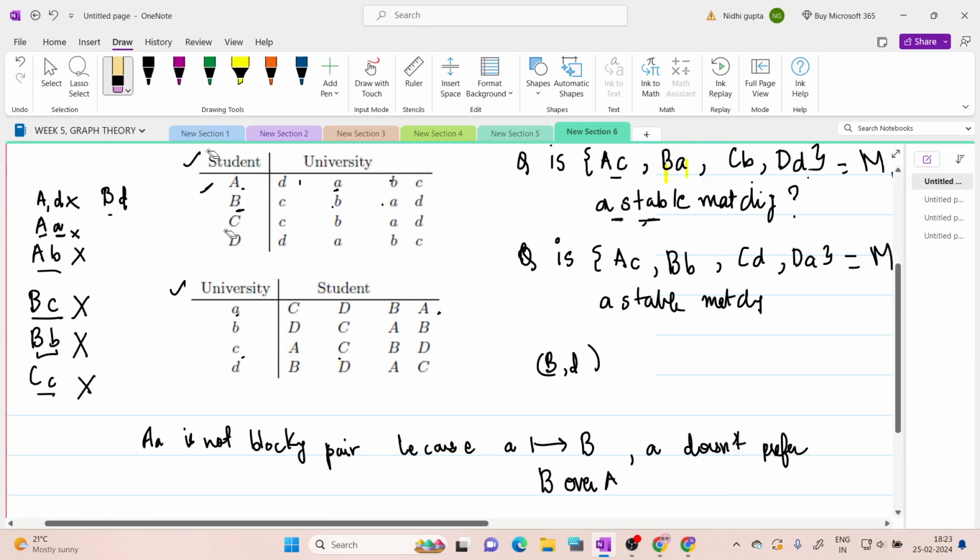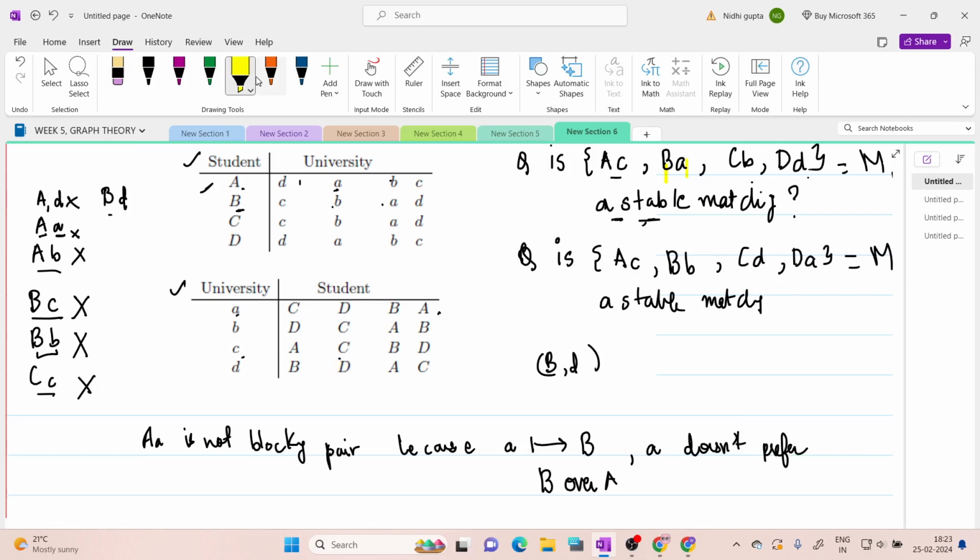Now if you look at the second matching, this is AC, BB, CD and DA. So now we have to check if it is a stable matching.